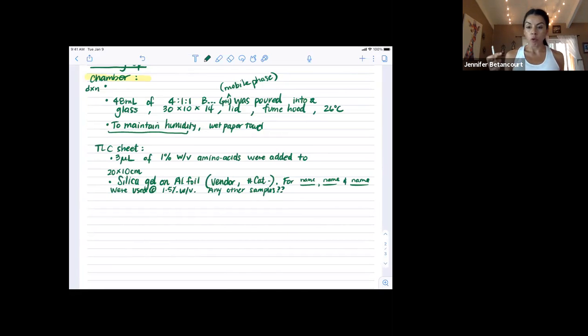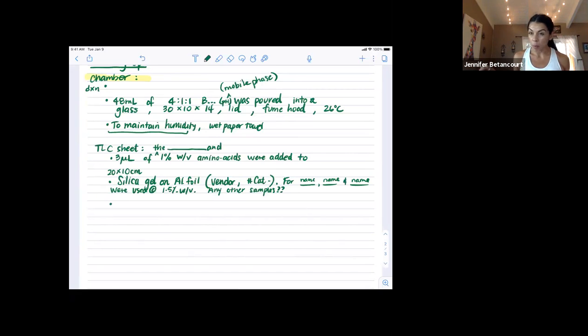Okay. So you did add, or I did add, 3 microliters of the protein supplement sample. So it doesn't really fit the way that we've written stuff. So I would write it right here. 3 microliters of the protein supplement and 1% weight by volume amino acids were added. Keep going. But this is where you're going to have your special protein supplement name. And that's it. 1 to 2 sentences describing the TLC sheet, and it's prepared. Okay.